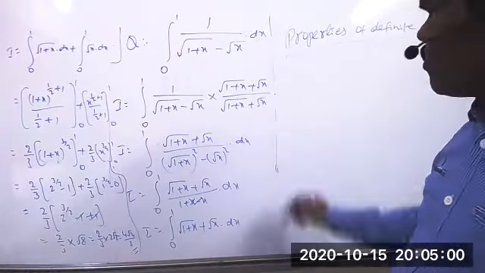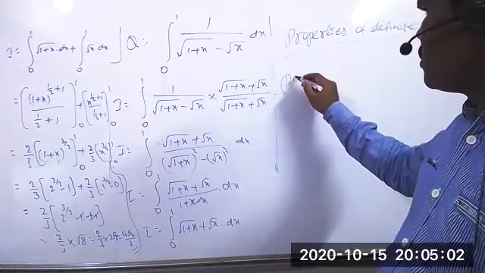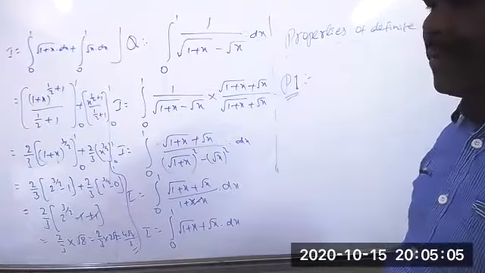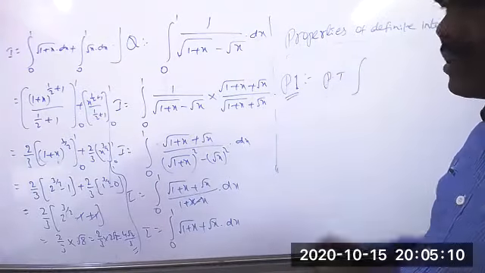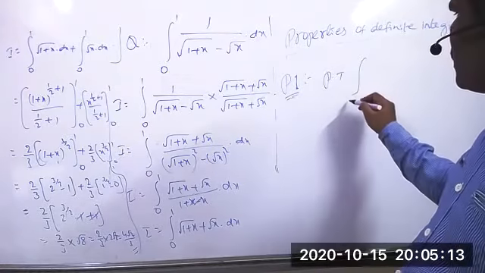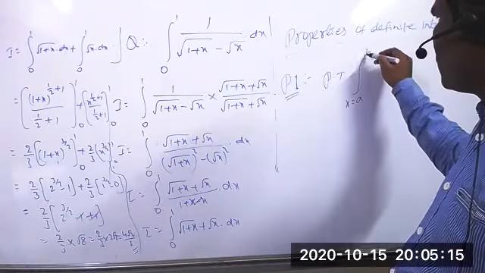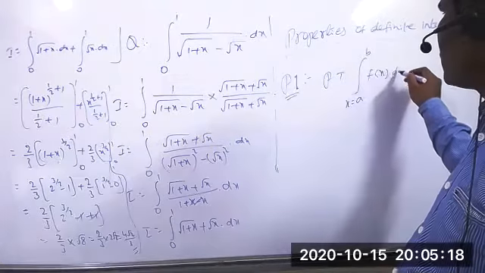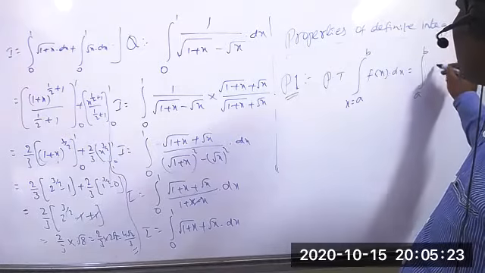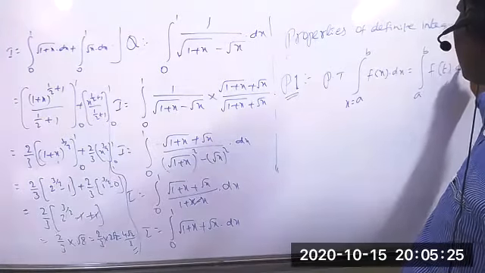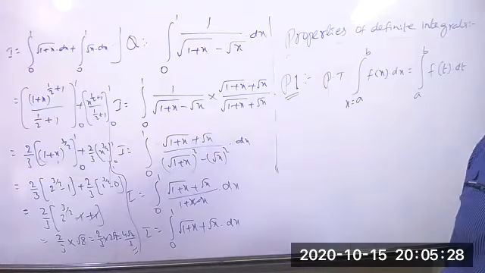Right now, property 1. Prove that integration of x equal to a to b f of x into dx is equal to integration of a to b f of t into dt. This is the first property. That means here, even if we change the variable, the limits will be the same and we get the same function. This is property 1.